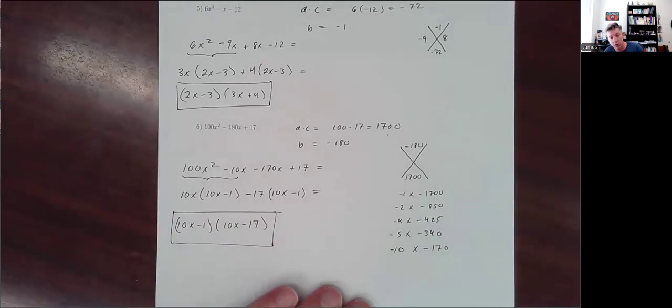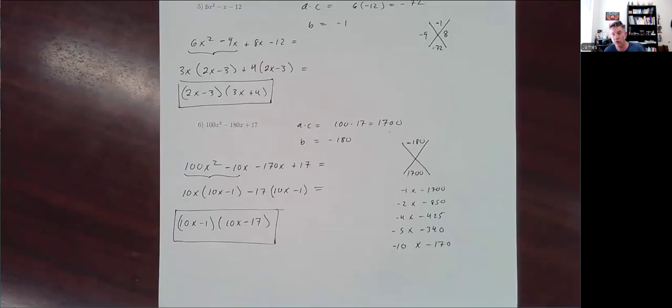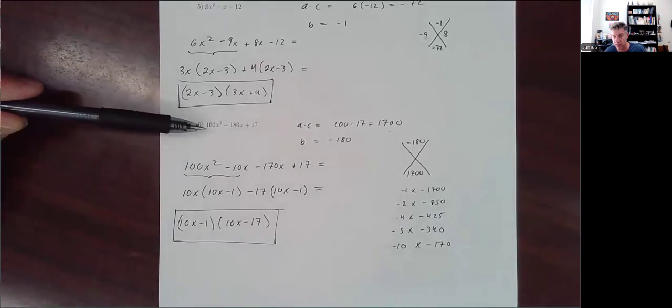So that is an alternative way of trying to factor trinomials that have a leading coefficient that's different than 1.